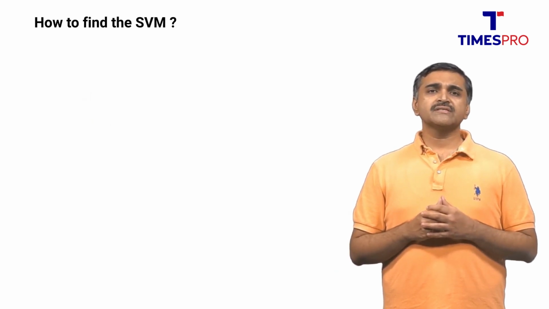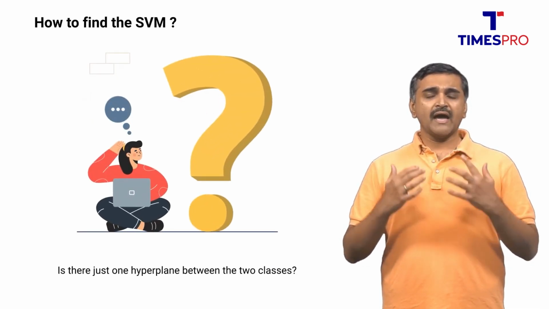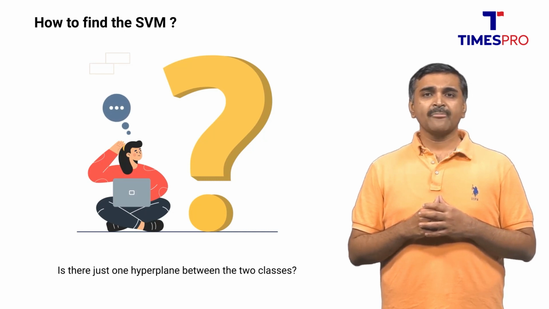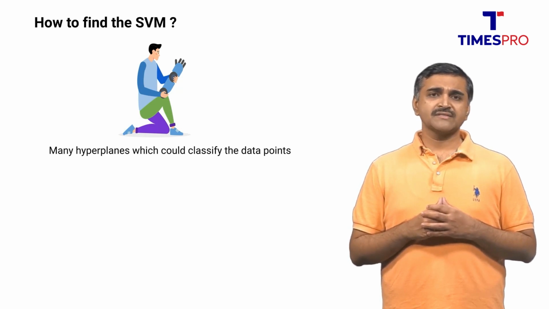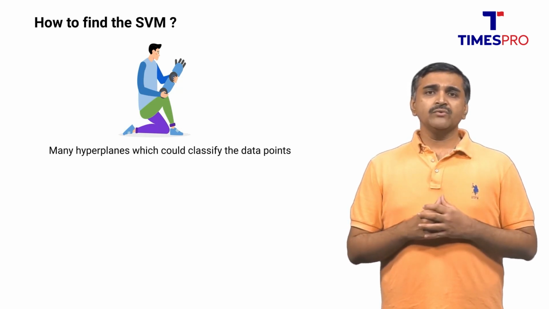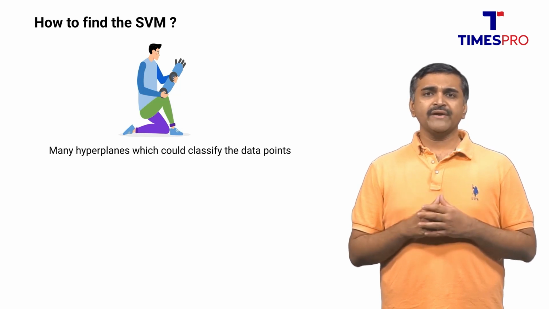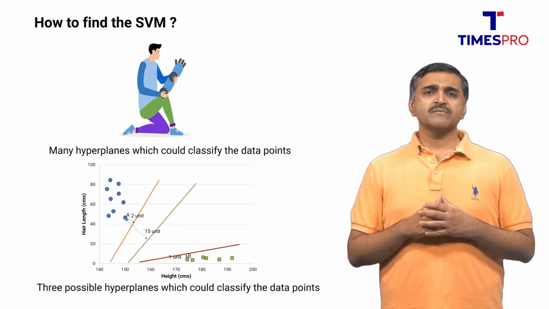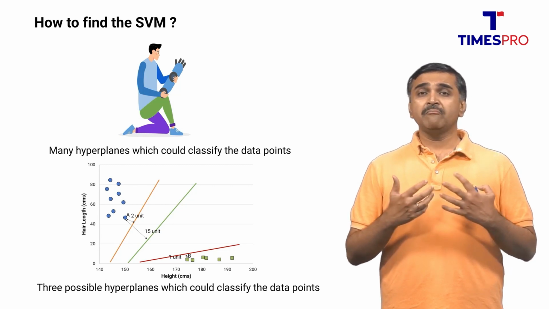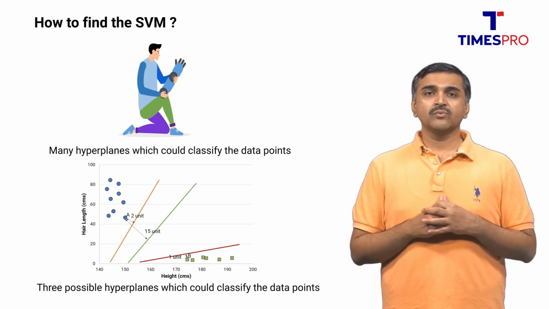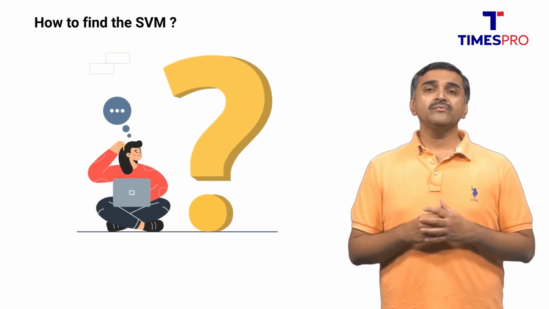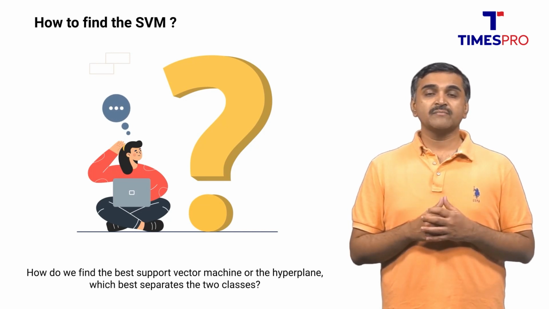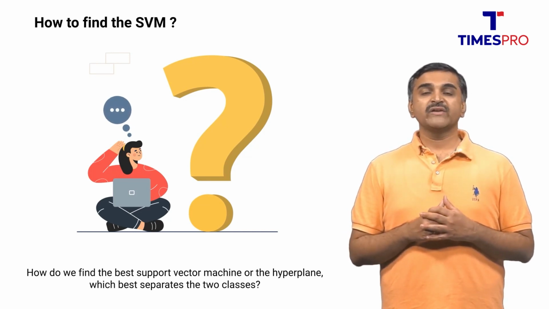Now the question is, is there just one hyperplane between the two classes? The answer is no. There could be many hyperplanes between the two classes, which could be used for classifying the data points. So below are three possible hyperplanes, but there could be many such hyperplanes between two classes of data points. And now the question is, how do we find the best support vector machine or the best hyperplane which best separates the two classes?